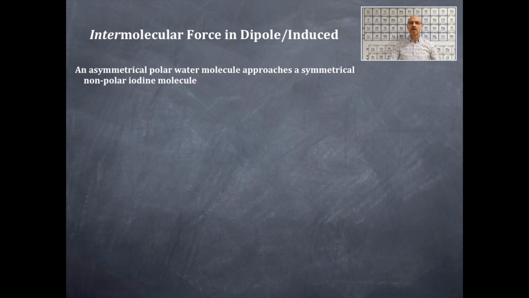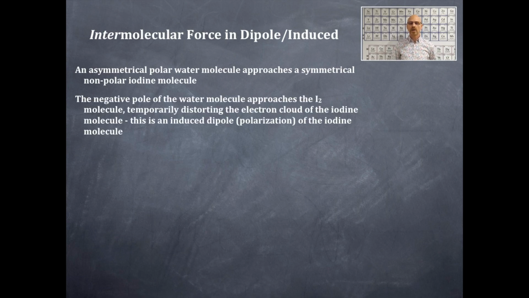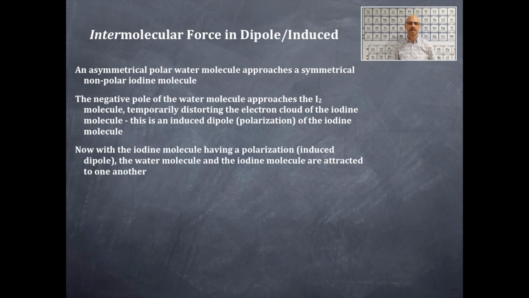Okay. So an example of this is when an asymmetrical polar water molecule approaches a symmetrical nonpolar iodine molecule. The negative pole of the water molecule approaches the iodine. It could have been the positive one, but I'm giving an example of the negative end. So it could be either end of that polar water molecule. Okay, that polar water molecule temporarily distorts the electron cloud of the iodine molecule. This is an induced dipole, or polarization of the iodine molecule. It's induced by the polar water molecule, that is.